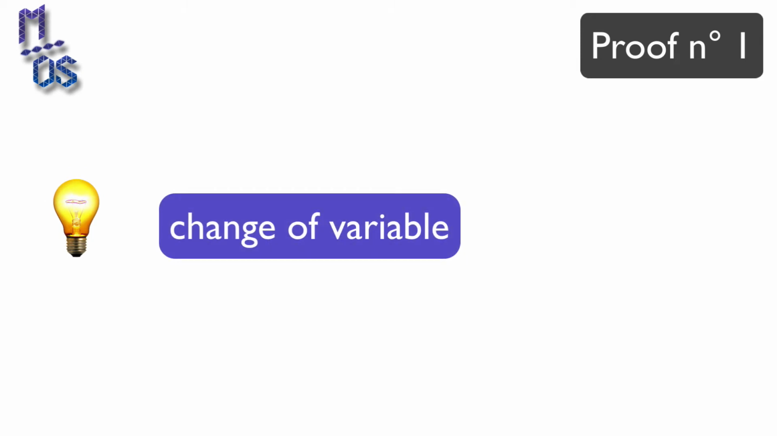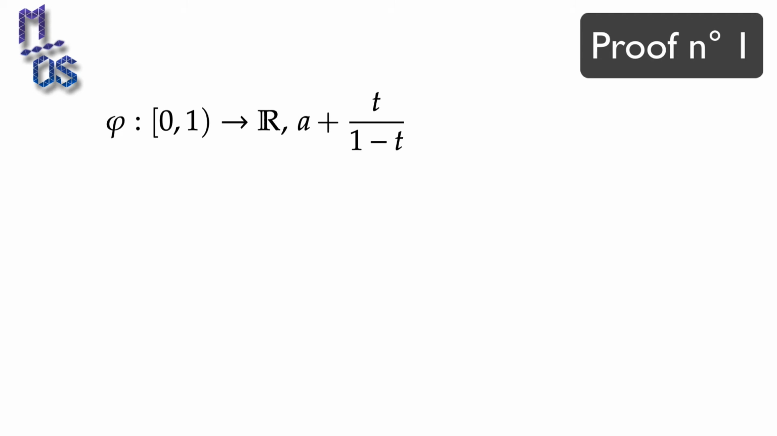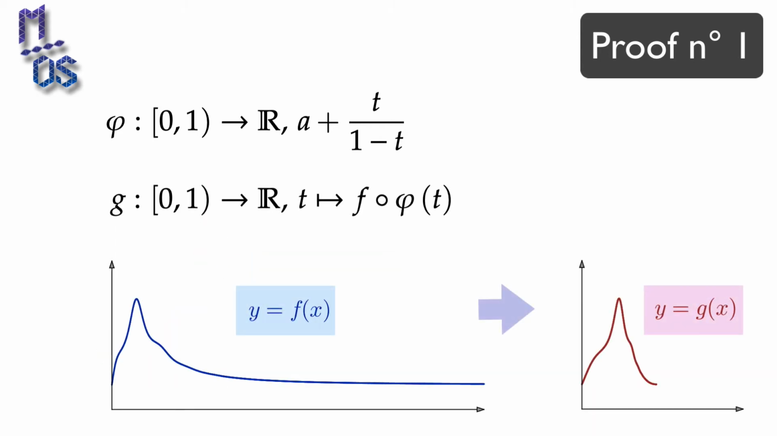We are going, so to speak, to shrink the unbounded interval from a to infinity and reduce it to some bounded range. For that purpose, consider the function phi defined on the right open interval [0, 1) by this formula, and define an auxiliary function g, which is the composition of f and phi.